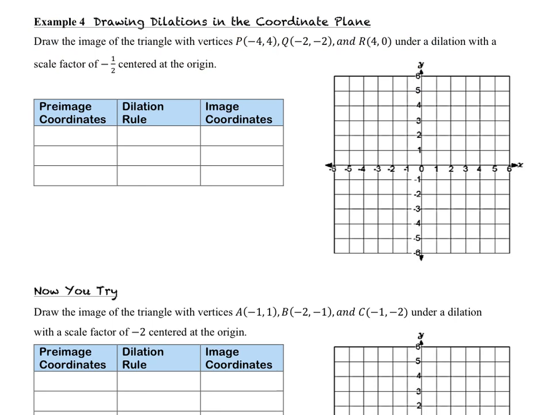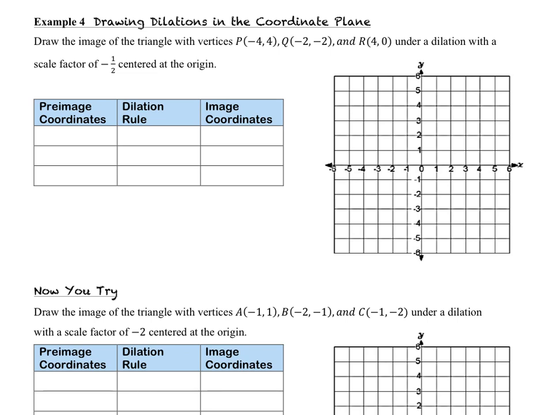Example 4 has instructions that say, draw the image of the triangle with vertices P, Q, and R under a dilation with a scale factor of -1/2 centered at the origin. So we've got 2 different things going on. That negative tells us we're going to rotate by 180 degrees centered at the origin, and the 1/2 tells us that we're going to have a dilation of 1/2. So the side lengths of triangle P prime, Q prime, R prime are going to be half the length of the triangle segments that create triangle PQR.